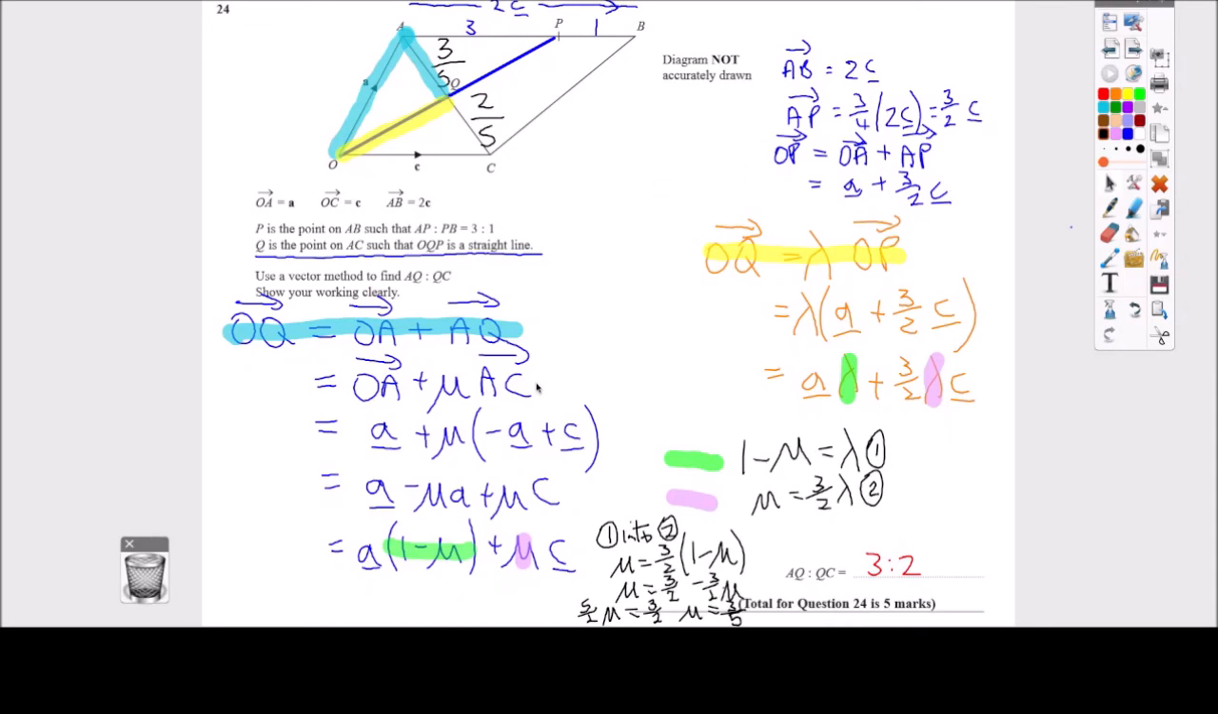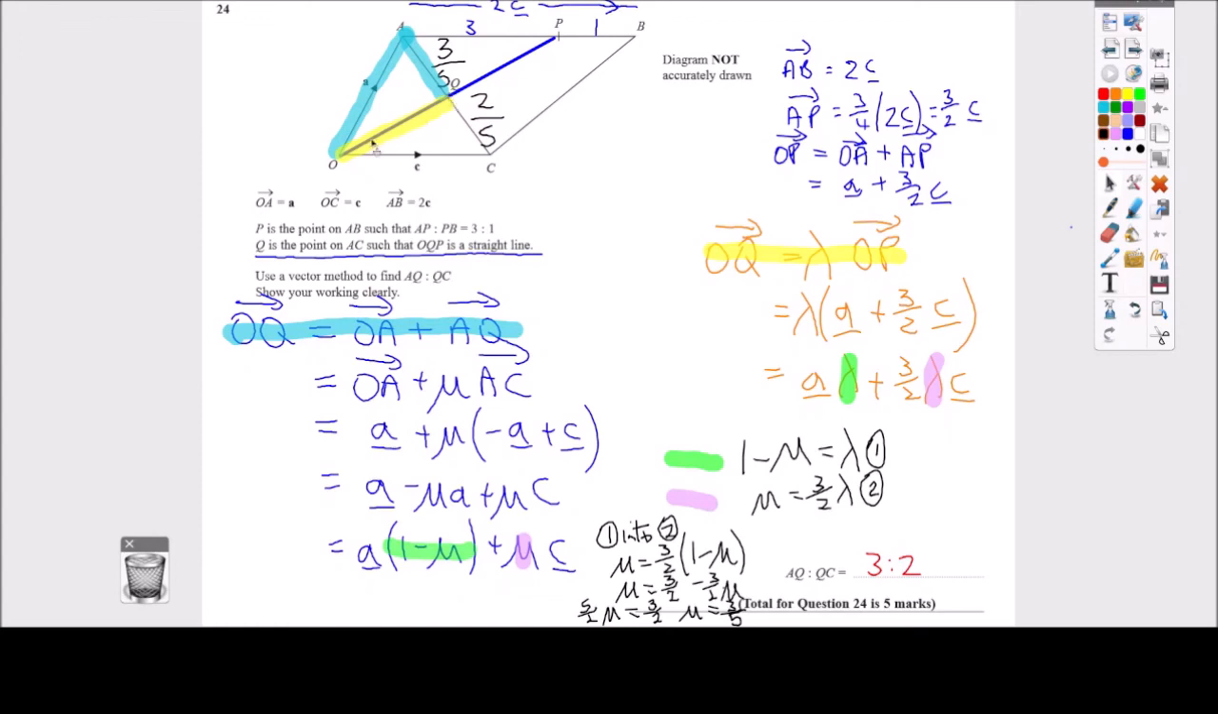So that's really a side working that would pick us up a mark or two that I'm going to come back to later. Now, your overriding way of looking at these questions is we're dealing with this ratio of A to Q to Q to C. So the key bit is to establish where Q is, because that's obviously going to help us with the ratio of A to Q, Q to C. Now, we want to establish the vector O to Q two completely different ways, and then we can create a simultaneous equation.